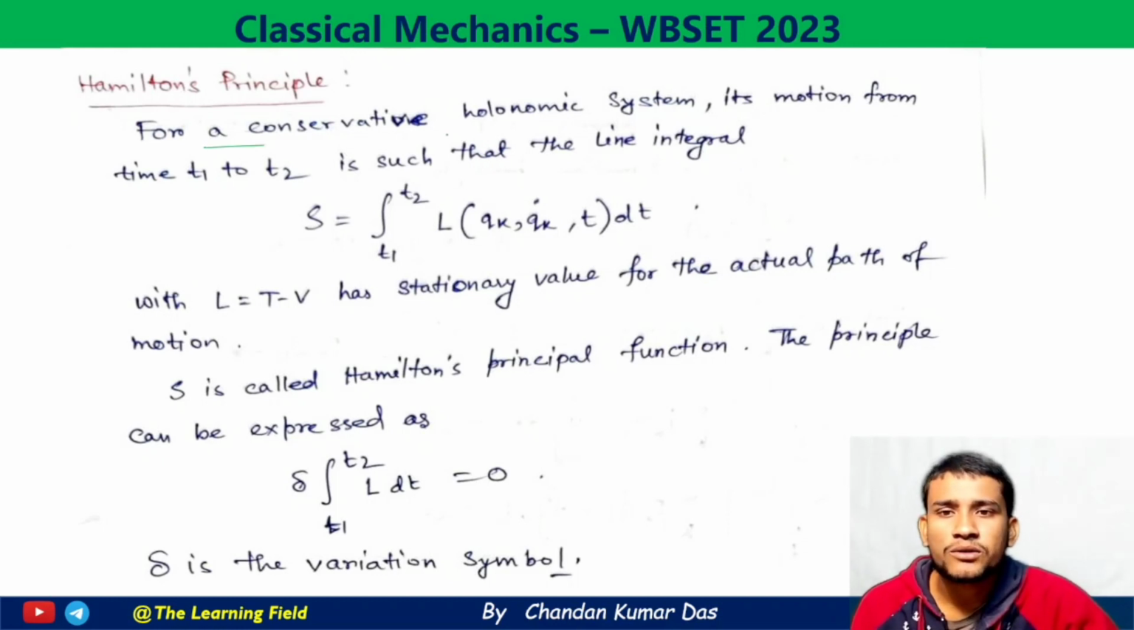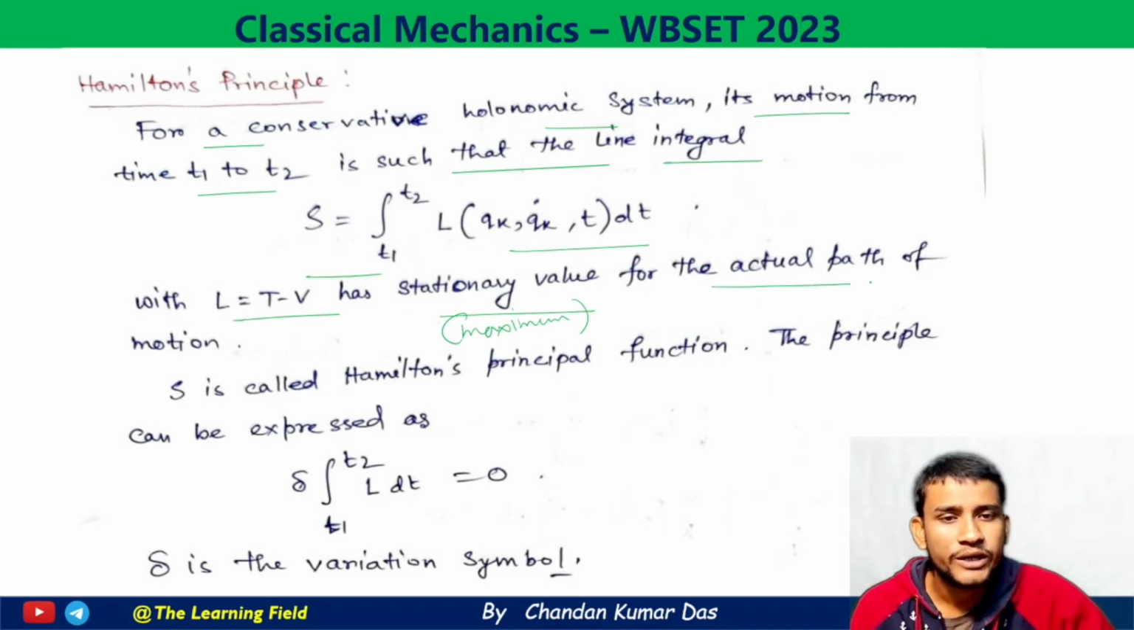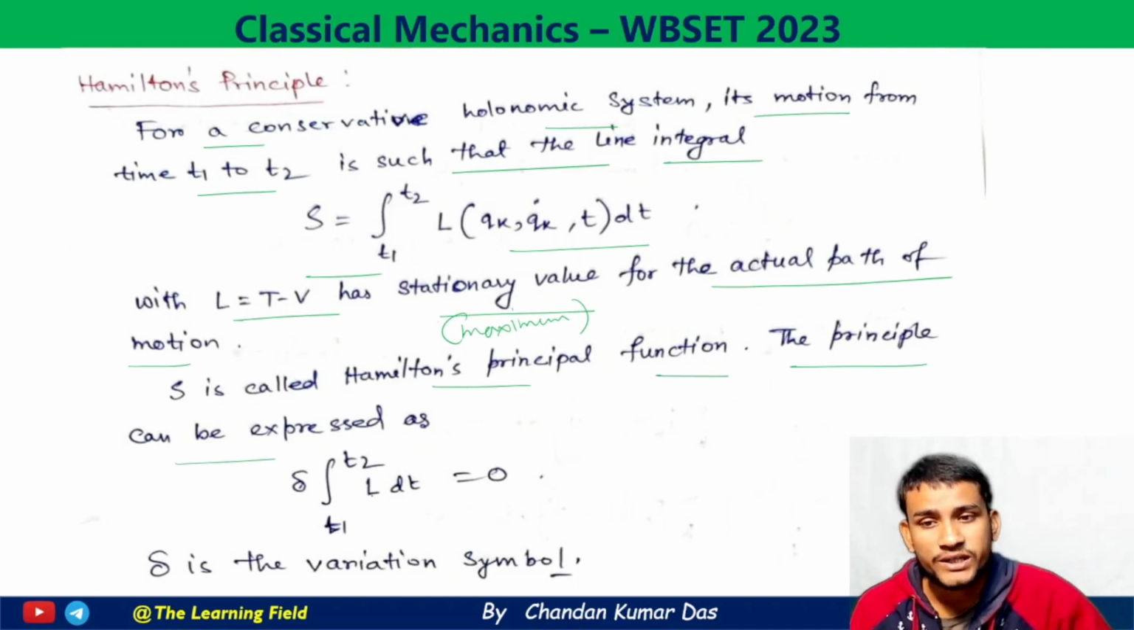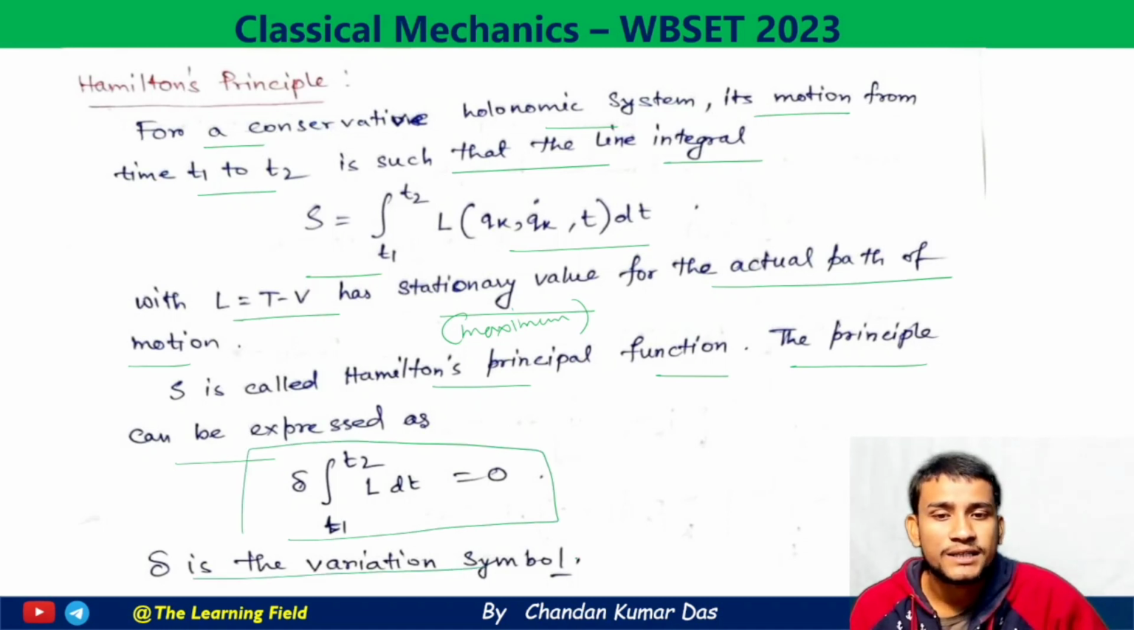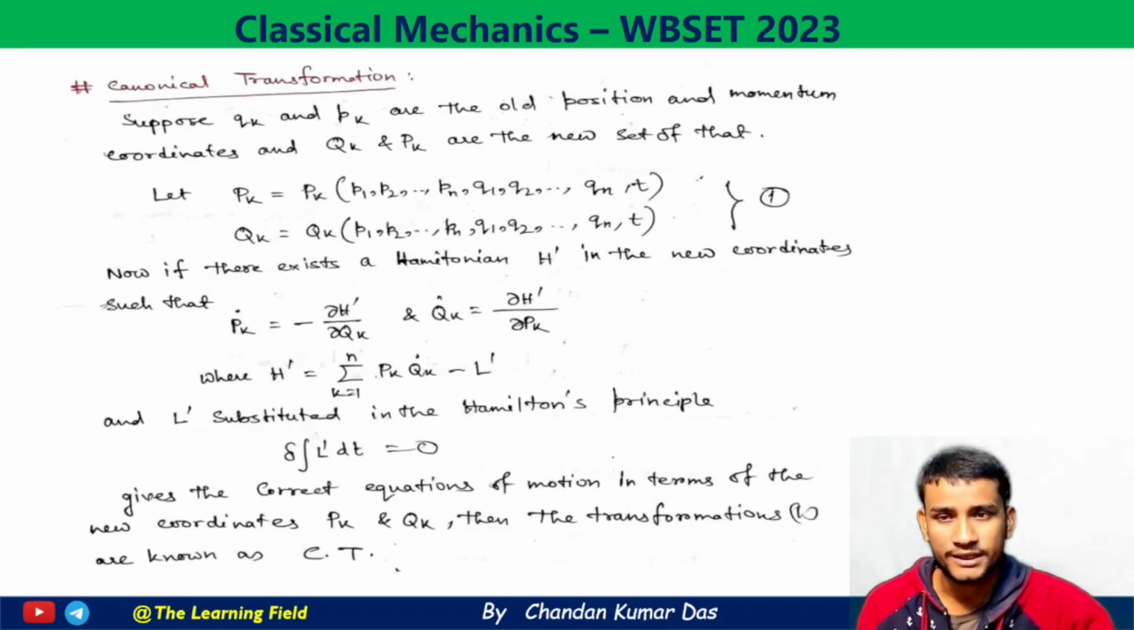So for a conservative holonomic system, its motion from time t1 to t2 is such that the line integral S = ∫ from t1 to t2 of L dt, with L = T − V, has a stationary value. Stationary means it has the maximum or minimum value for the actual path of motion. S is called Hamilton's principal function, and the principle can be expressed as δ∫ from t1 to t2 of L dt = 0, where δ is the variation symbol. This is Hamilton's principle, a very important thing.